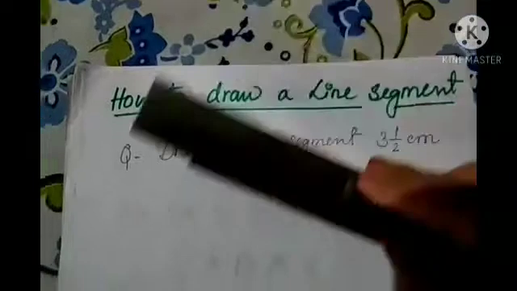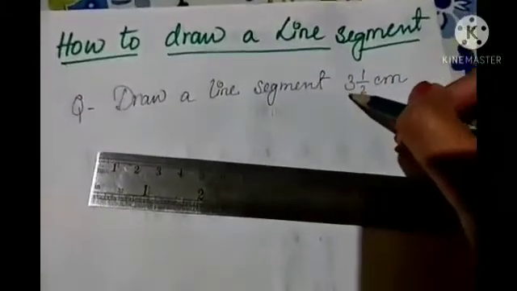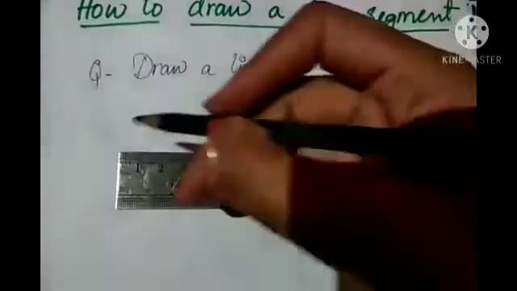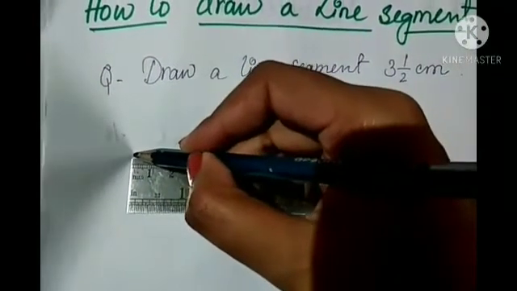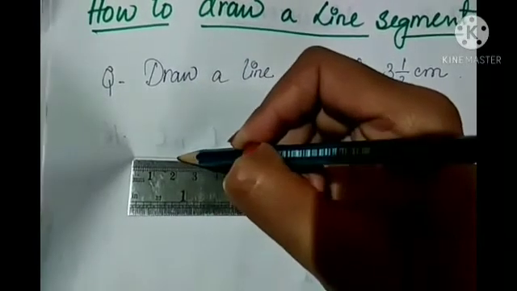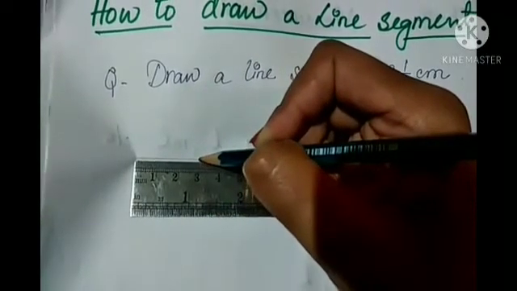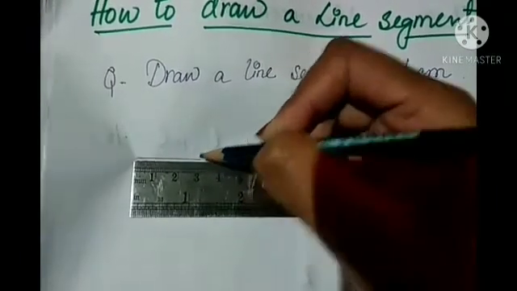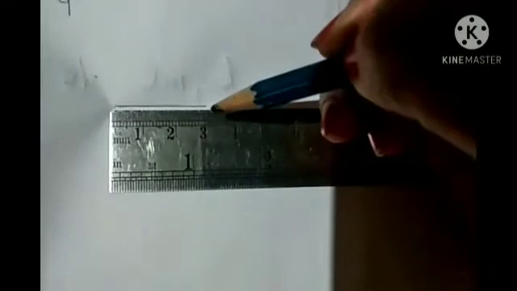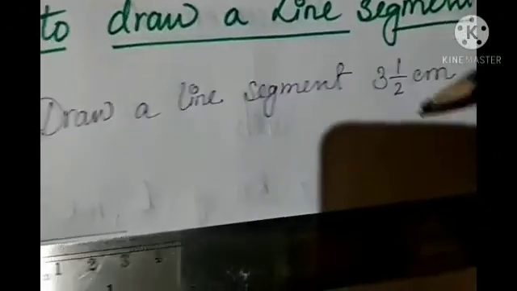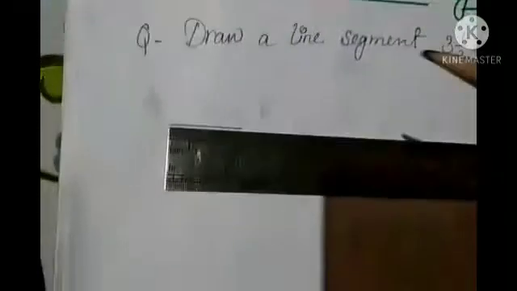First of all, let us draw 3 centimeters. You can see here I am using this scale. From 0 we have to start. From 0, using a pencil you can draw it, and as I have been given 3, here I have to stop. So this one is your 3 centimeter. You can see closely. Now according to the question we have to draw half centimeter. Half centimeter means what? 0.5.